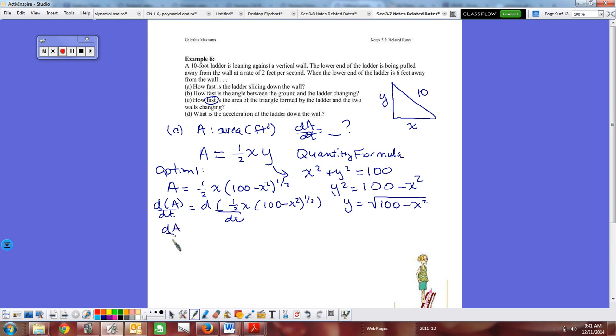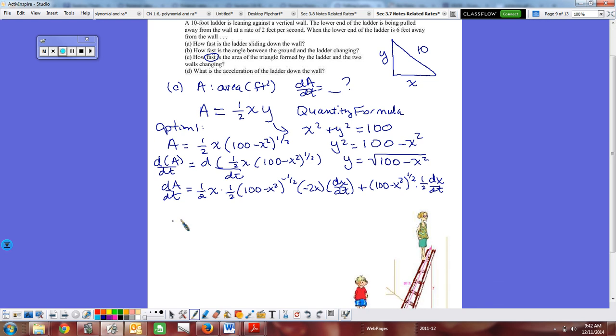So dA/dt equals, now I'm going to have to use product rule. So first times derivative of the second, 1/2, 100 minus x squared to the negative 1/2, chain rule, negative 2x, chain rule, dx/dt, plus the second, 100 minus x squared to the 1/2 times the derivative of the first, 1/2, dx/dt. Now the nice thing about this is we don't have to simplify. I would just start plugging and chugging at this point.